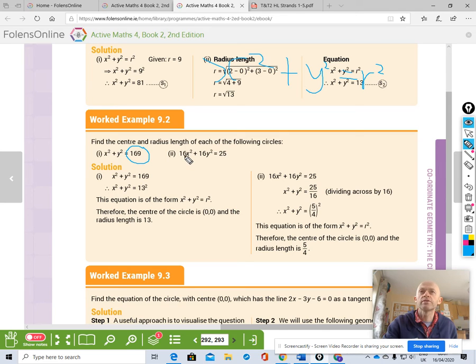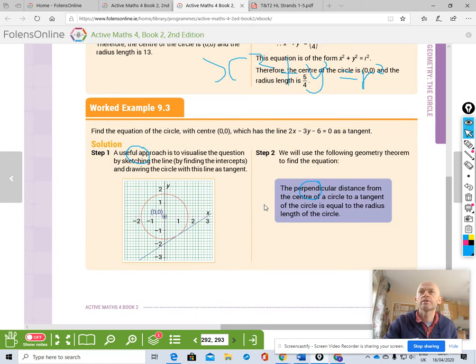For this one, it is not in the form of x squared plus y squared, so the first thing you've got to do is divide across by 16, and you'll get r squared is equal to 25 over 16, which gives you 5 over 4 as the radius. And down to the bottom here, we're going to have to use that perpendicular distance from a point to a line formula.